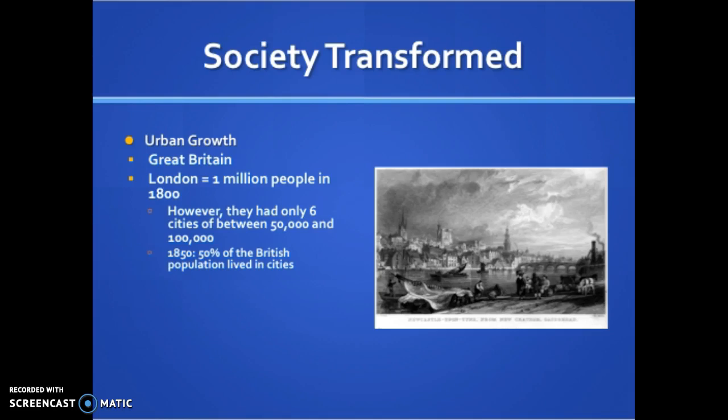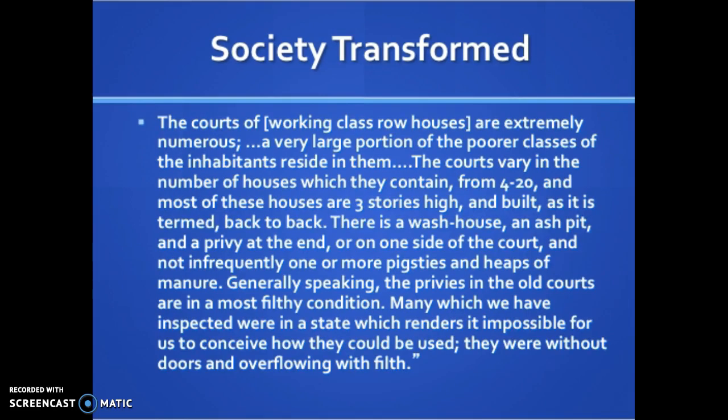Now, such rapid growth is going to come with problems. Typically, there weren't enough buildings to house all of those people. What apartment buildings that did exist were poorly made and way overcrowded. Take this description of a working class apartment building.